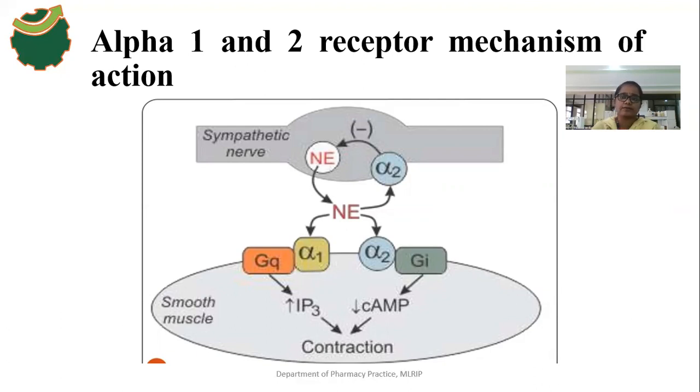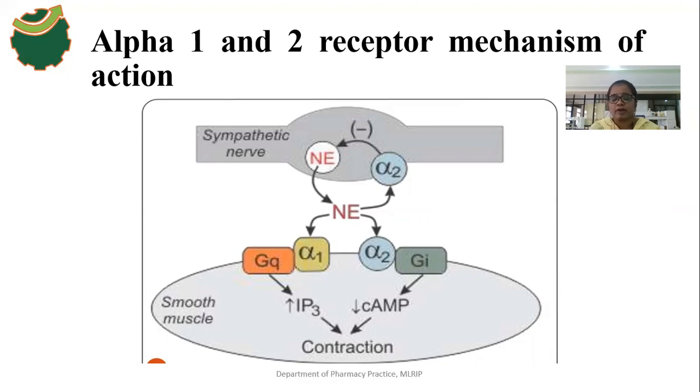The storage site of calcium is the sarcoplasmic reticulum. So IP3 and DAG both stimulate the release of calcium from the sarcoplasmic reticulum. Then what will happen? The intracellular levels of calcium will increase. That calcium binds with a calcium binding protein. Note down the calcium binding protein: it is calmodulin.